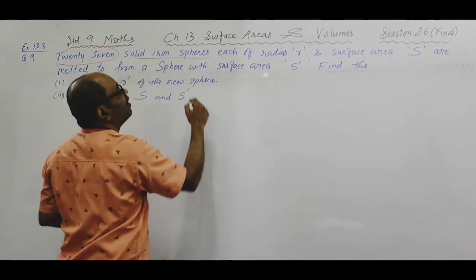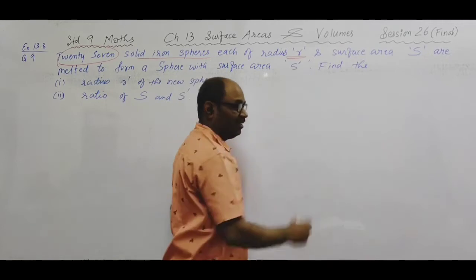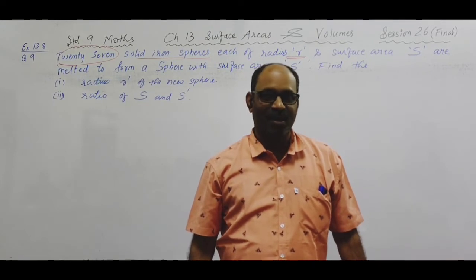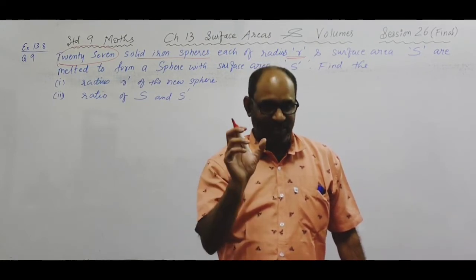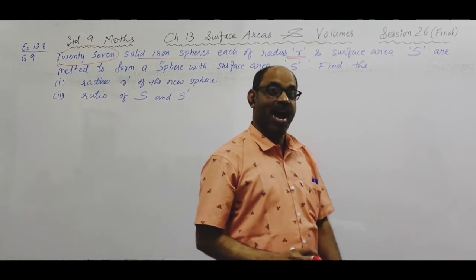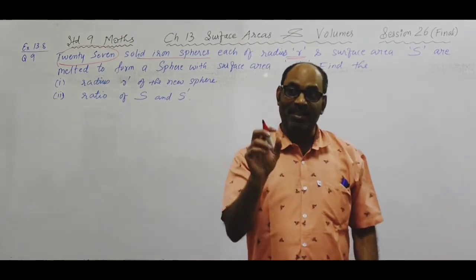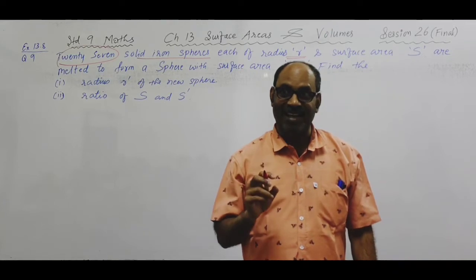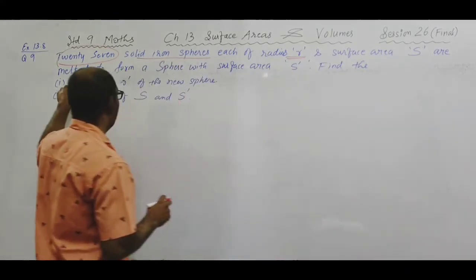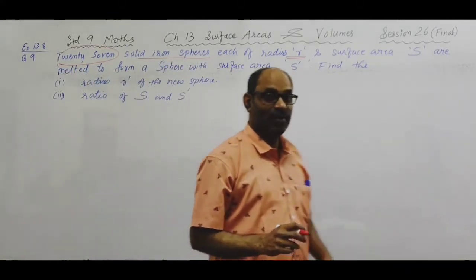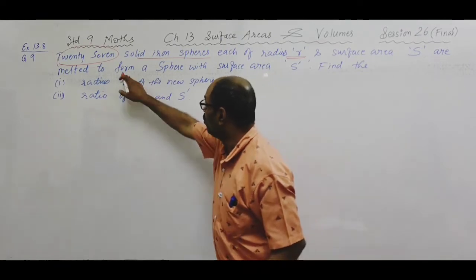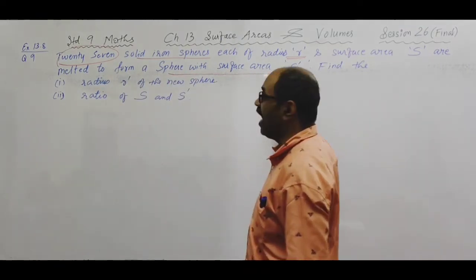27 solid iron spheres, each of radius R. The figure is not given. It's unknown. R. And surface area S. What is the surface area of that sphere? S. And how many such spheres are there? 27 small spheres. Okay. Are melted. Those 27 solid spheres are melted to form a sphere with surface area S dash.